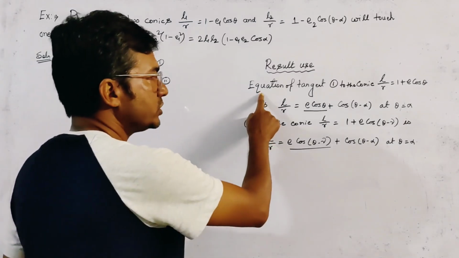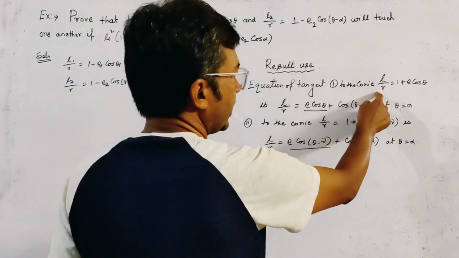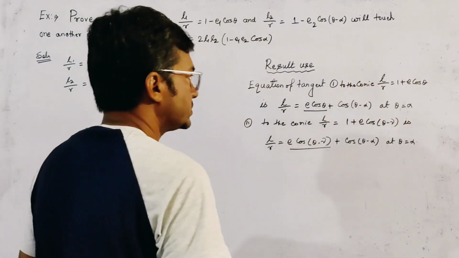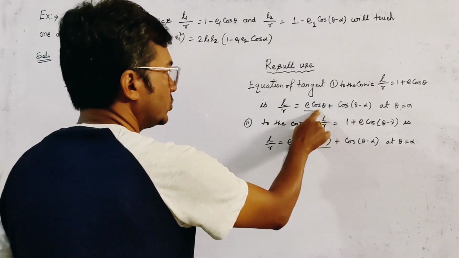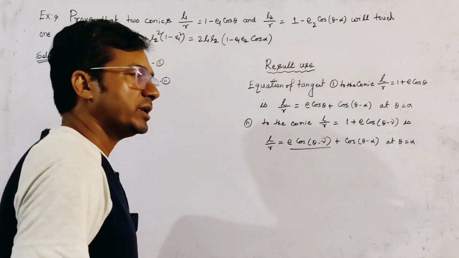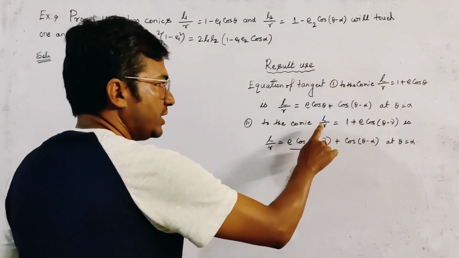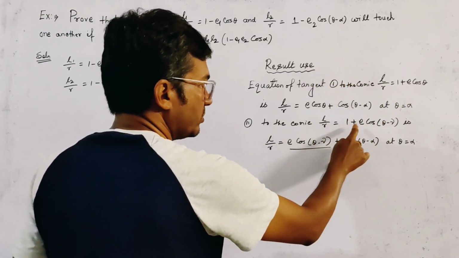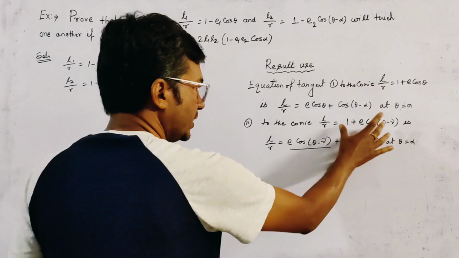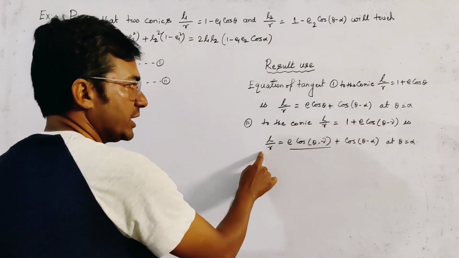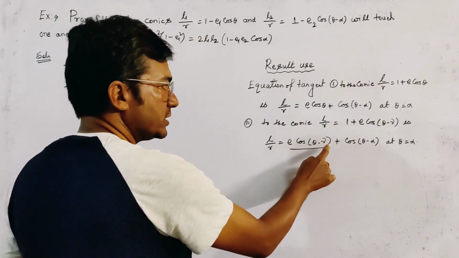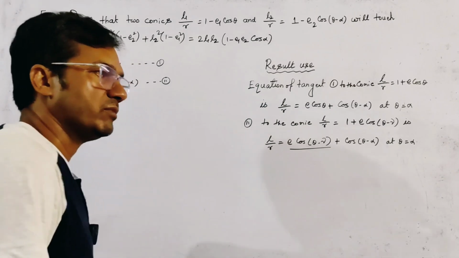Here we use an important relation to solve this problem. The equation of tangent to the conic L by R equal to 1 plus E cos theta at the point theta equal to alpha is given by L by R equal to E cos theta plus cos of theta minus alpha. And similarly, for L by R equal to 1 plus E cos of theta minus gamma, the equation of tangent is L by R equal to E cos of theta minus gamma plus cos of theta minus alpha.